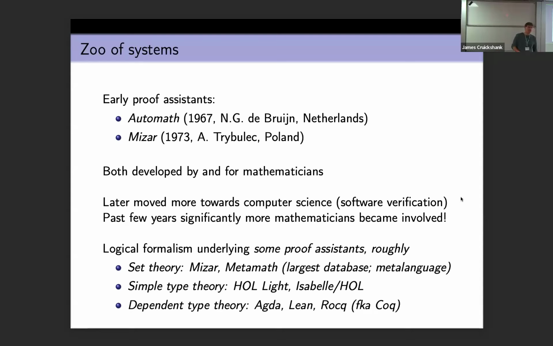Automath is not in use anymore, but definitely the ideas of its development have contributed to modern developments, both in the practice of proof assistants, but also in the theory with respect to the type theory that's being used, etc. Mizar is actually still around. There are still some people using and developing it.